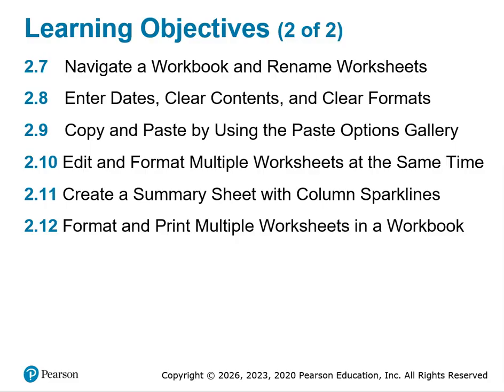Then we're going to build a summary sheet that rolls up totals from detail sheets, as well as add column sparklines for trends. And then we'll also try out the ifs function to handle multiple conditions cleanly. Finally, we'll format and print multiple worksheets consistently by using the page setup and custom headers, footers. And then finally, we'll choose whether to print the active sheet or the entire workbook.